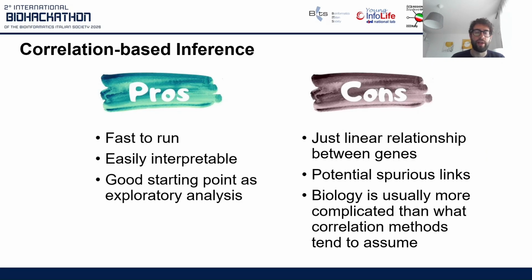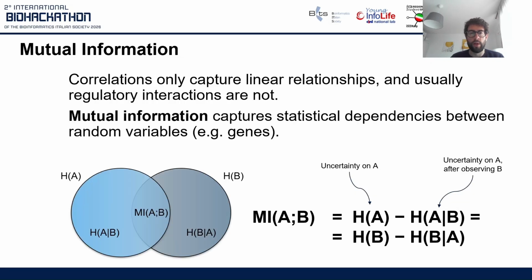But correlation has some pros and cons, mostly cons. Even though it is fast to run, interpretable, and a good starting point, you are only looking at linear relationships, and usually biology is way more complicated than this. And also you have to account for potential spurious links. So in order to try to avoid these cons of purely correlational approaches, you can try to go on and use mutual information, for example.